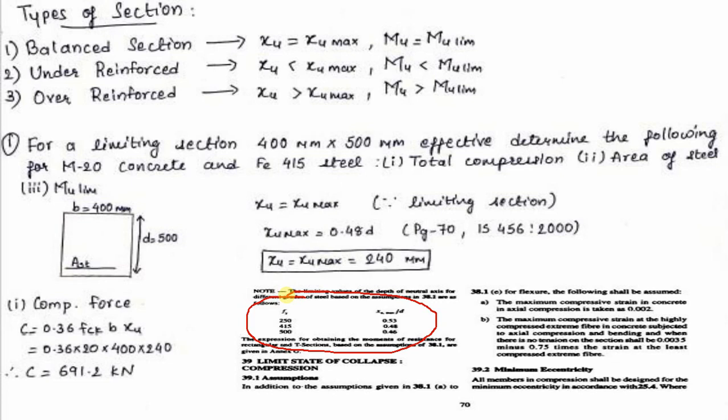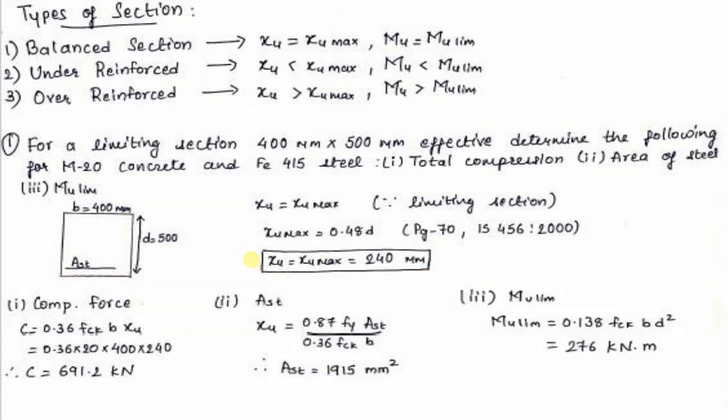So the ratio of Xu max by D will be equal to 0.48. Clear? So the equation will become Xu max equal to 0.48 D. Substituting, Xu max equal to 0.48 into D. D, as given in the question, is 500 mm, so the value of Xu max will be 240 mm. As Xu is equal to Xu max, Xu will also be 240 mm. Okay, so now we'll be moving on to the question.